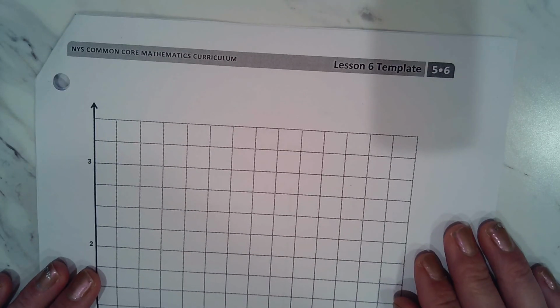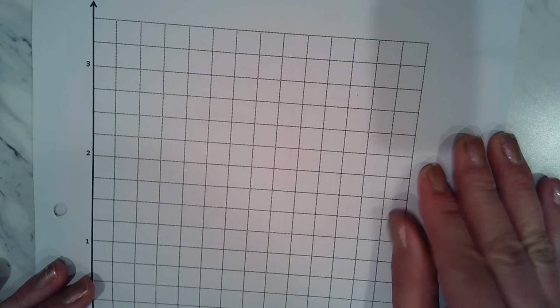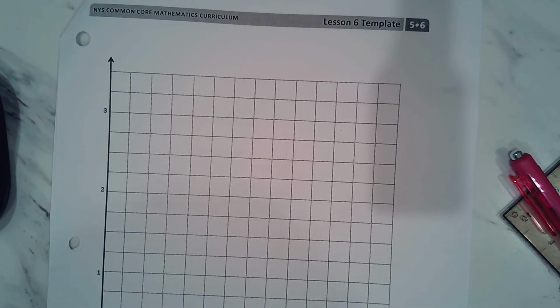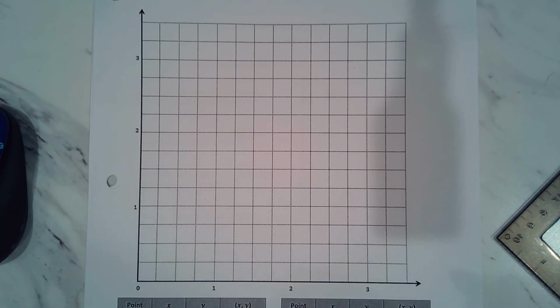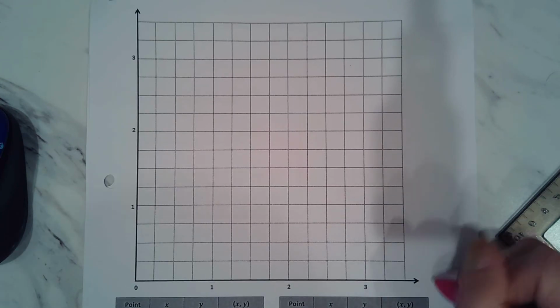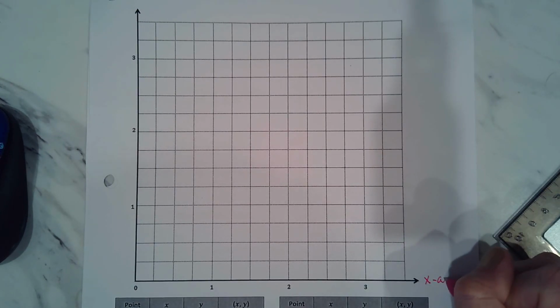This is part 2 of Module 6, Lesson 6. You are looking at the back page of your problem set, and it says template up there. It's a nice big coordinate system. So let's start off by labeling our axes.